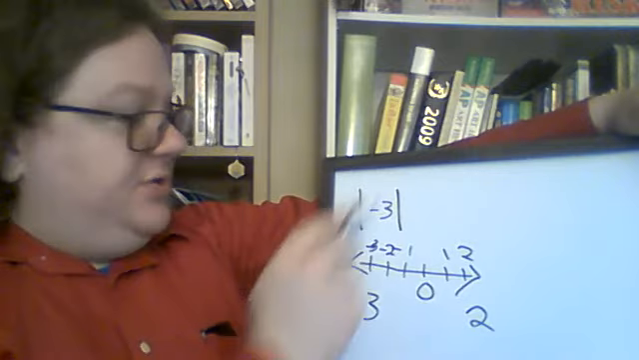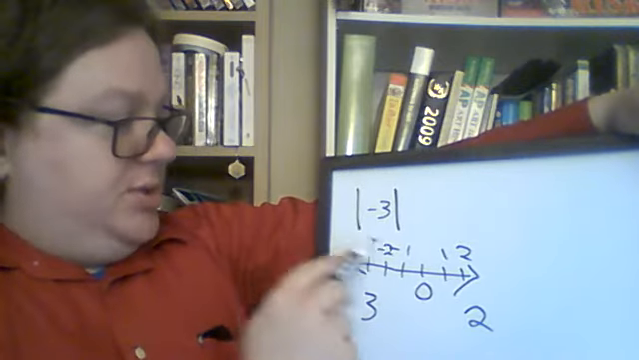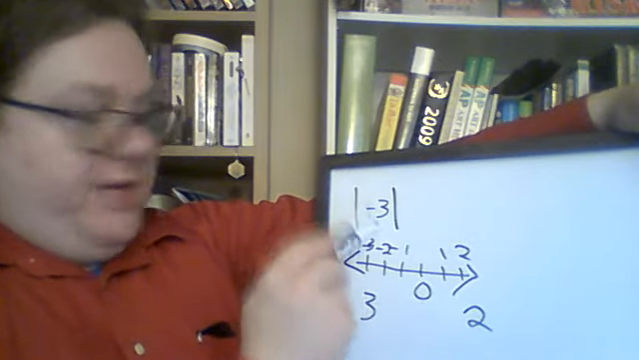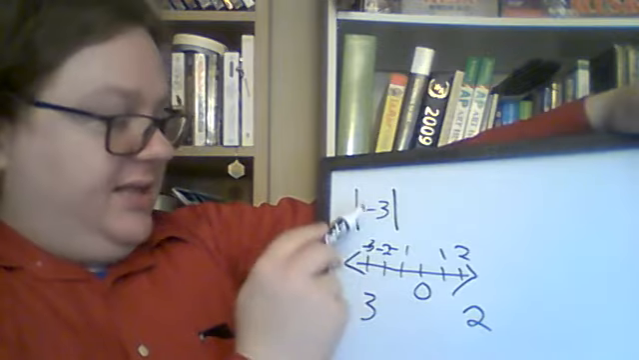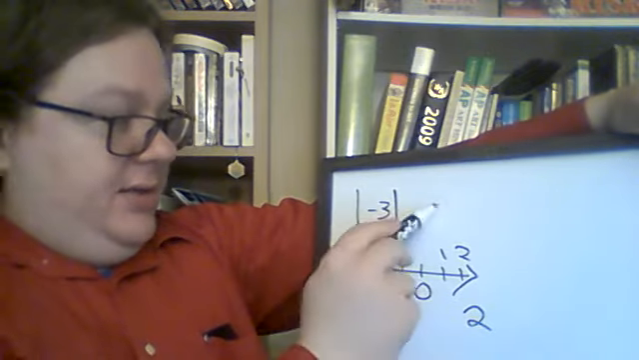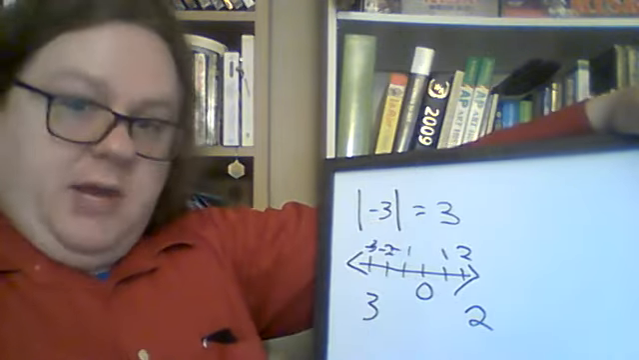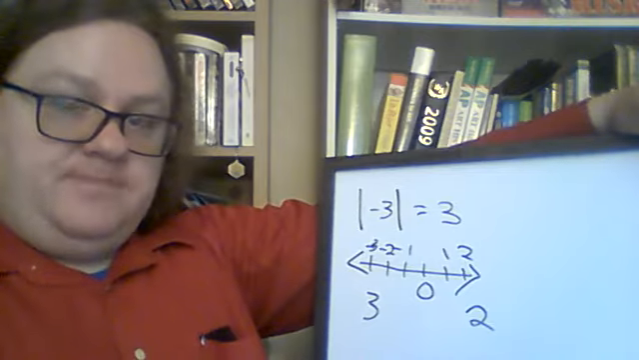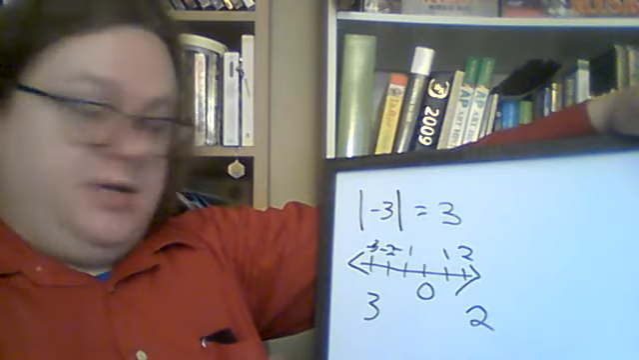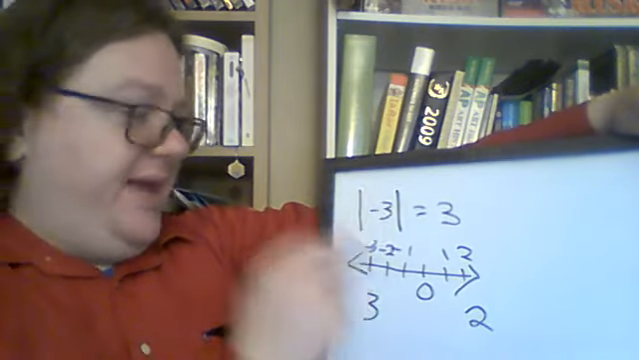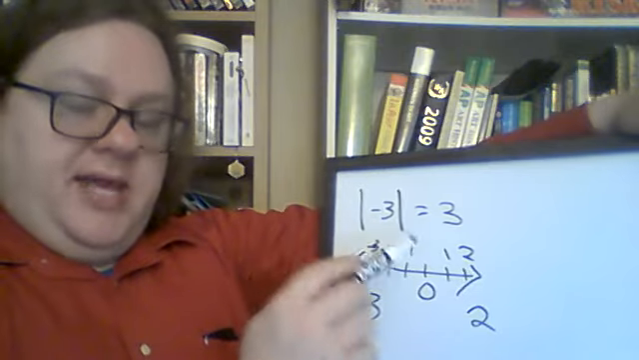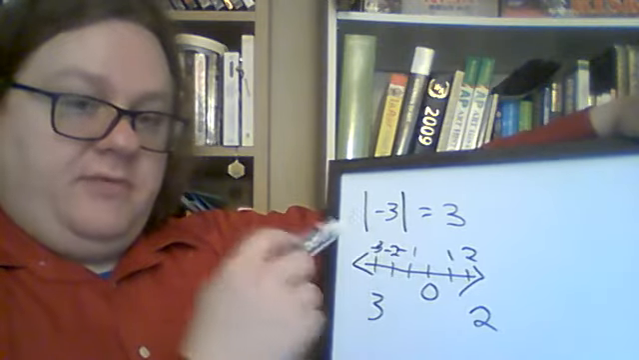So even though it's negative, we're going to sort of ignore the negative when absolute value is in play. When you've got these two straight up and down lines, these bars, we're going to ignore the negative on the inside and say that the absolute value of negative 3 is 3. That's the basic concept. You just have to accept that as being the thing, and from that we build.